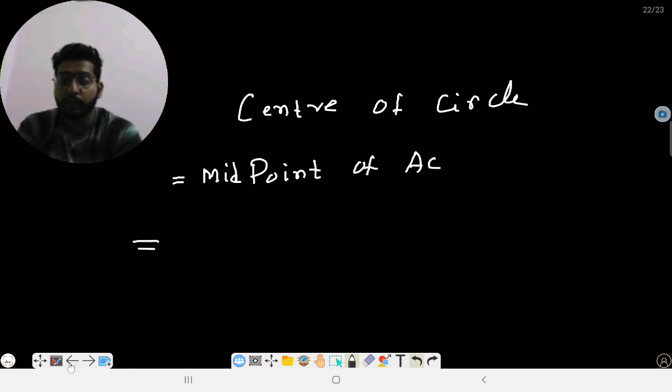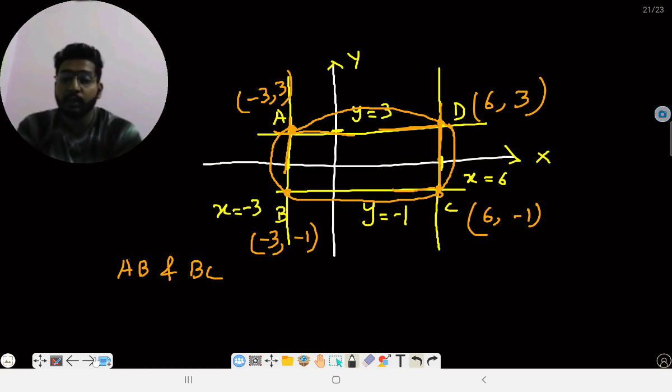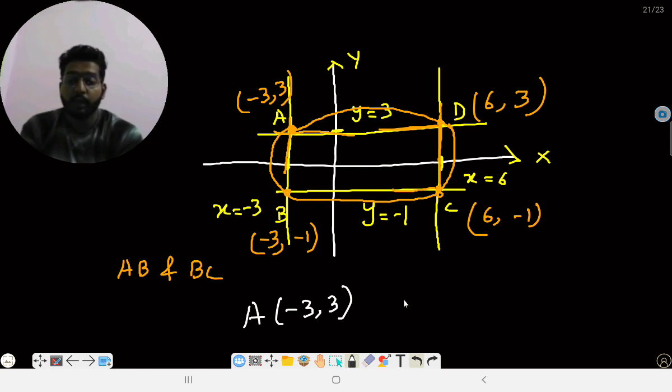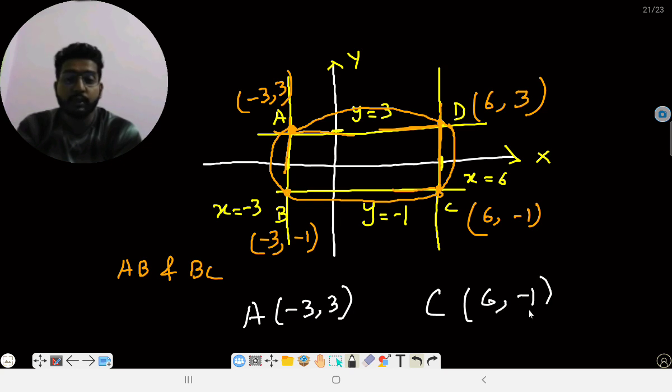Now what is the midpoint here? Look at here, the points are minus 3, 3. This is the A point. And what is the C point here? The C point is here 6 comma minus 1. This is the C point.